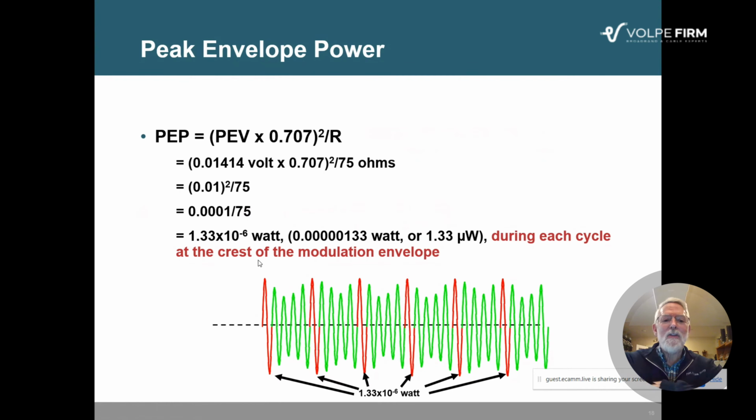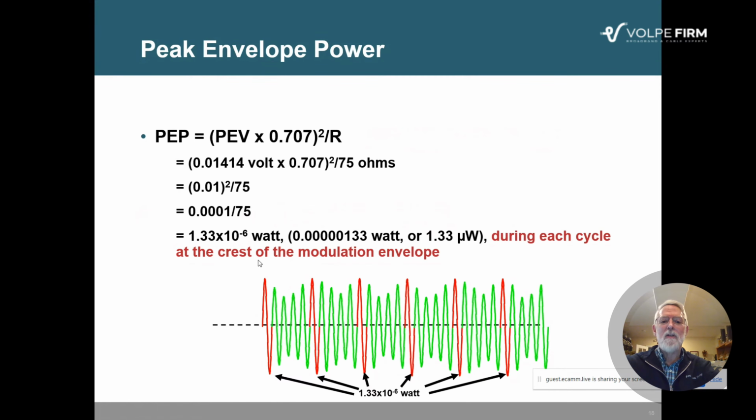We're going to plug that into this formula. PEP, or peak envelope power, equals peak envelope voltage times 0.707. That's to give us the root mean square value. That value is squared, and then we divide by the resistance, or in this case, the 75 ohm impedance of our network or load. So it's 0.01414 volt. Remember, it's 14.14 millivolt.